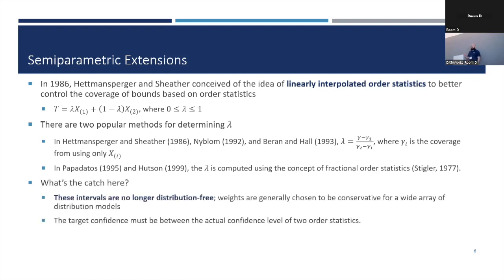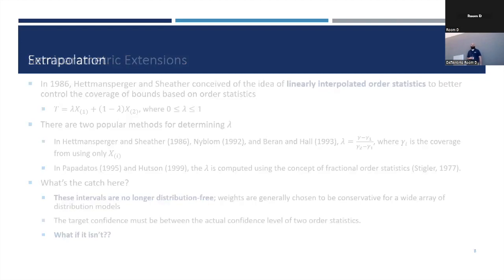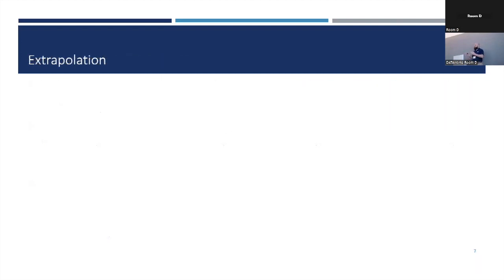Well, unfortunately, there's another catch with these. One, they're no longer distribution free. So these weights have generally been chosen to be conservative for a wide array of distribution models. And also, kind of obvious, it only works if the actual confidence you want is between the two order statistics. What if I'm below? What if I use my minimum and it gives me 98% confidence and I want 95? What do I do then? What if it isn't between them? Well, this brings us to the idea of extrapolation.